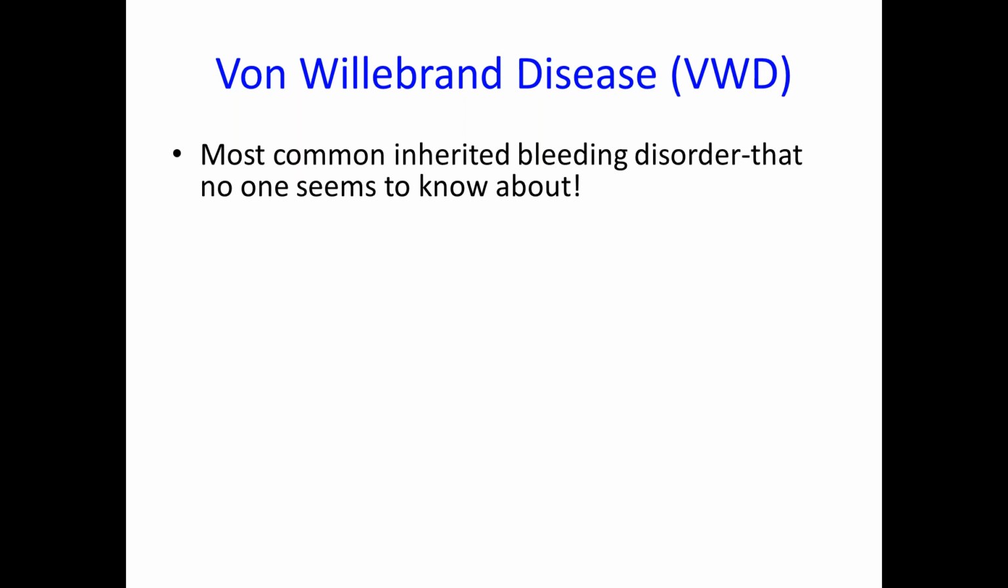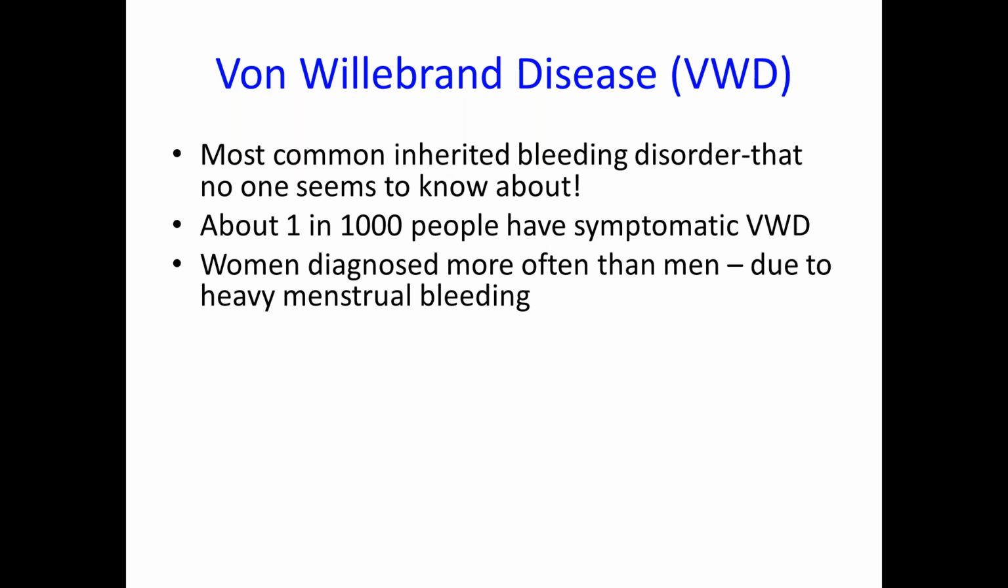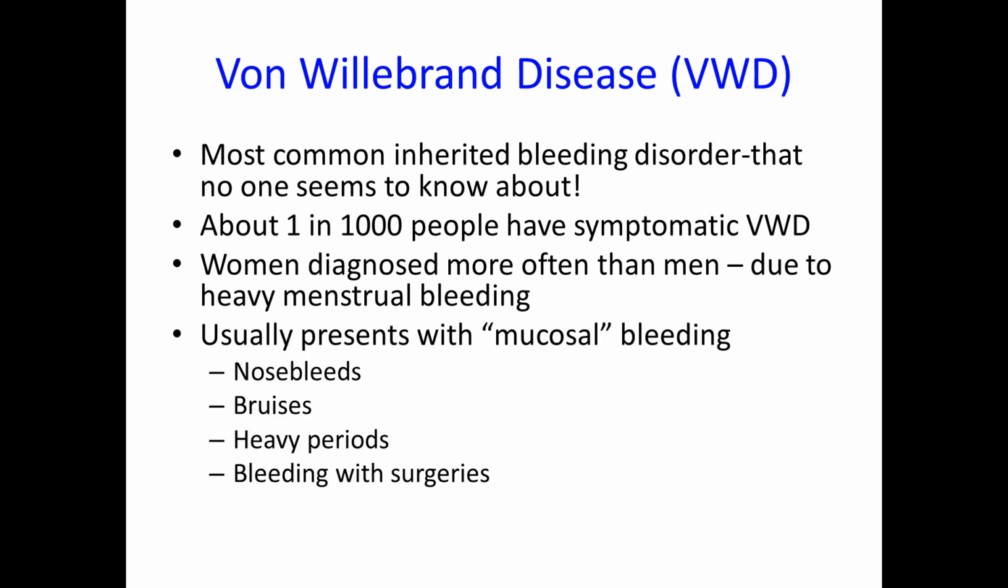So von Willebrand disease is the most common inherited bleeding disorder that no one seems to know about. Hemophilia gets all the attention. Von Willebrand disease is actually more common. About 1 in 1,000 people have symptomatic von Willebrand disease. Women are diagnosed more often than men, and this is primarily due to their ability to present with heavy menstrual bleeding. And von Willebrand disease typically presents with mucosal bleeding. So this would be bleeding such as nosebleeds, bruises, heavy periods, bleeding with surgeries. Although I do want to recognize that patients with type 3 von Willebrand disease can present with joint bleeding, and there are some specific types, especially type 2A, where GI bleeding is a prominent source of bleeding.